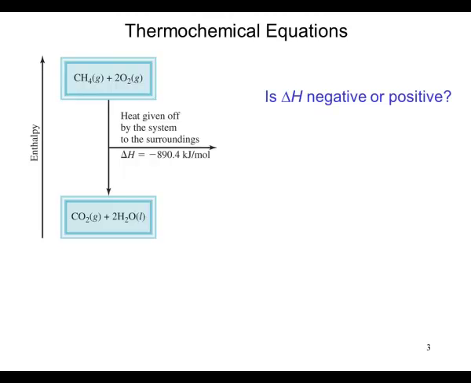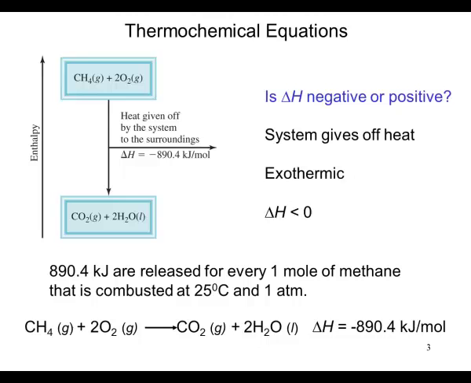Is delta H negative or positive for the reaction of methane plus oxygen to give CO2 and water? The system gives off heat. It is exothermic. Delta H is less than 0. It'll be negative. 890.4 kilojoules are released for every 1 mole of methane that is combusted at 25 degrees Celsius in 1 atmosphere. The reaction is shown, and the delta H is negative, meaning heat given off, 890.4 kilojoules per mole.